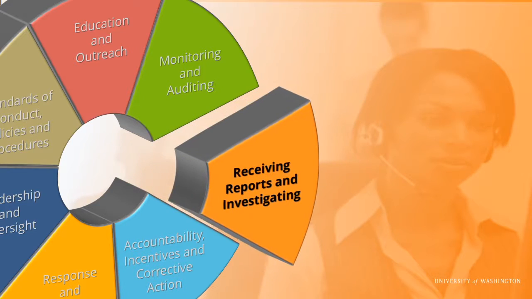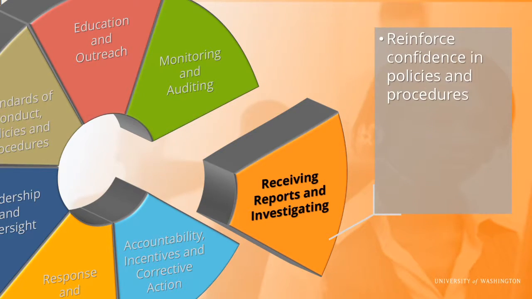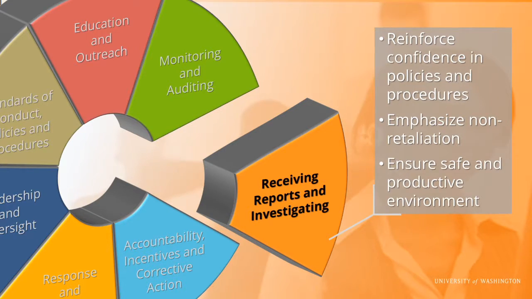The next element is receiving reports and investigating. Here, an institution provides its community with ways to seek guidance and report violations of laws, regulations, or policies. It has appropriate offices and dedicated units to receive complaints and conduct prompt, fair, and impartial investigations. Receiving reports and investigating allows an institution to reinforce confidence in and adherence to the institution's policies and procedures, protect complainants against retaliation, and ensure that the university is a safe and productive environment.